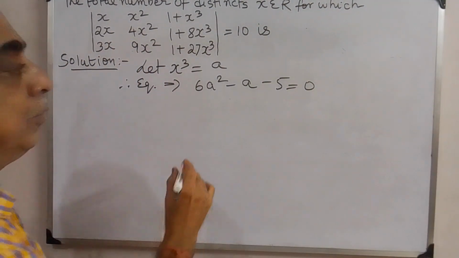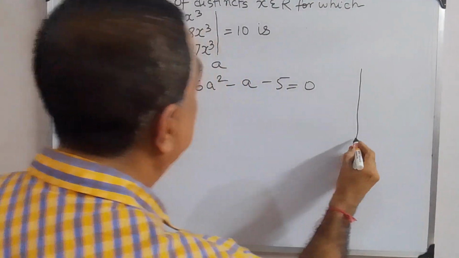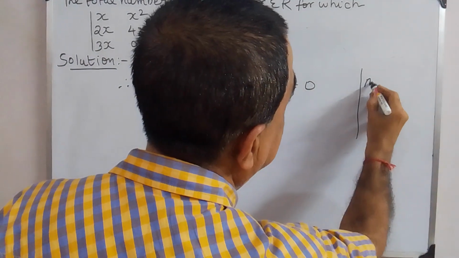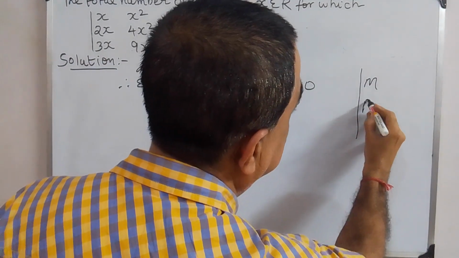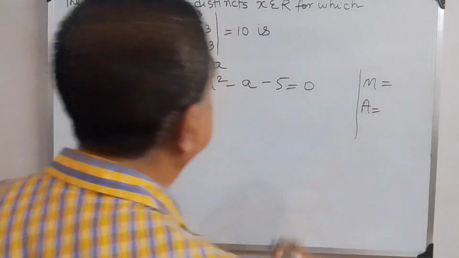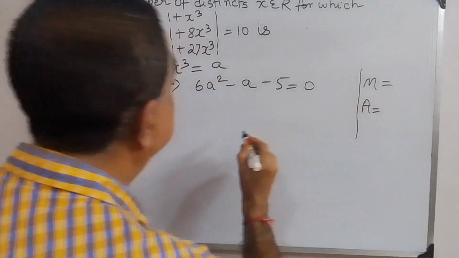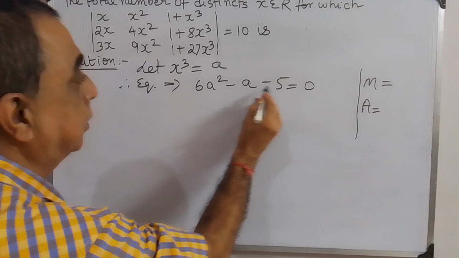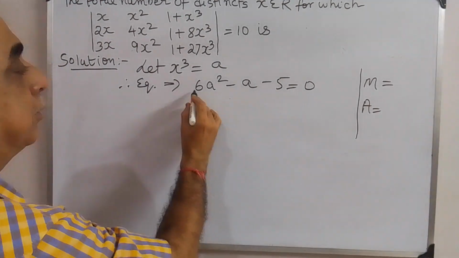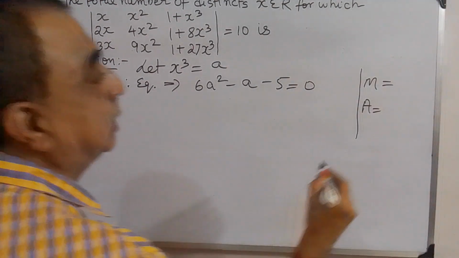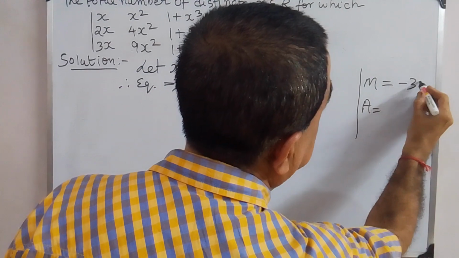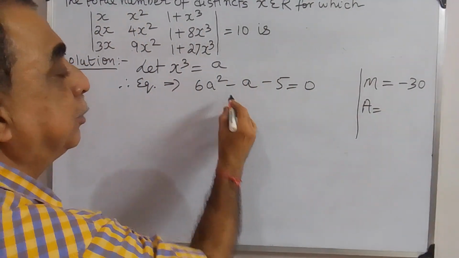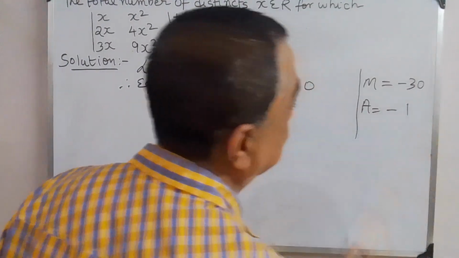Now how will we get the values of A? You will factorize this. For factorization you have to make a rough column, and here you write M and A. In place of M, what will be the number? The coefficient of A squared times the constant term. So 6 into minus 5 is minus 30. For M you will write minus 30, and for A, the coefficient of A, which is minus 1.